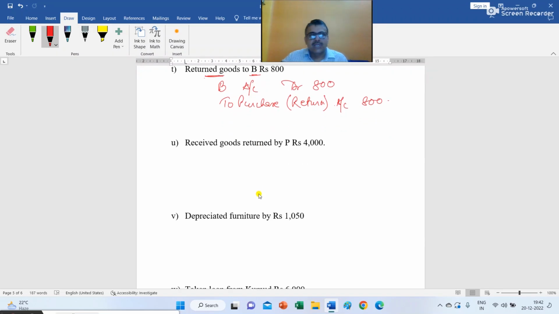Now, the next transaction is received goods returned by P. It means you have sold goods to P. Now, P is returning some part of the goods to you. So, when there is a return, that is you are receiving the goods, it means sales return. So when there is a sales return, sales account, or for your understanding, I am writing here sales, that is sales return. Basically, this is sales return, and for understanding, I am writing within bracket return. So sales account debit 4,000 to debtor, that is P account 4,000.